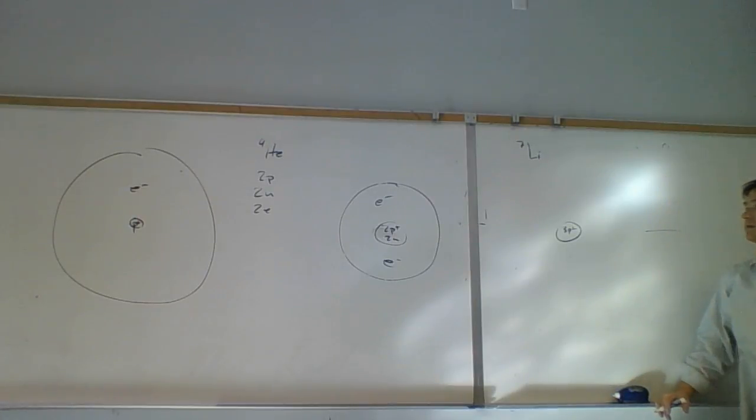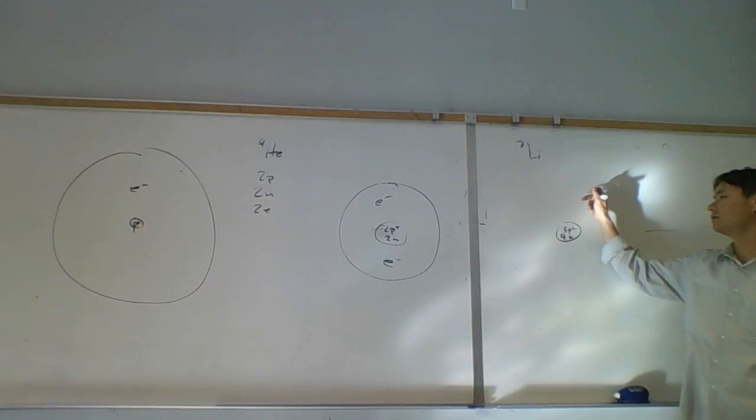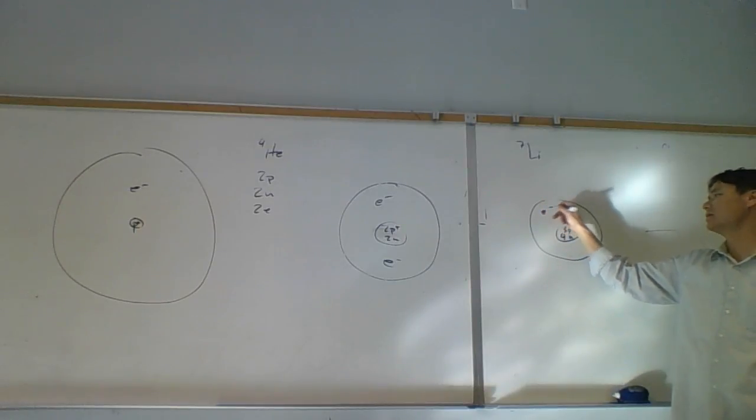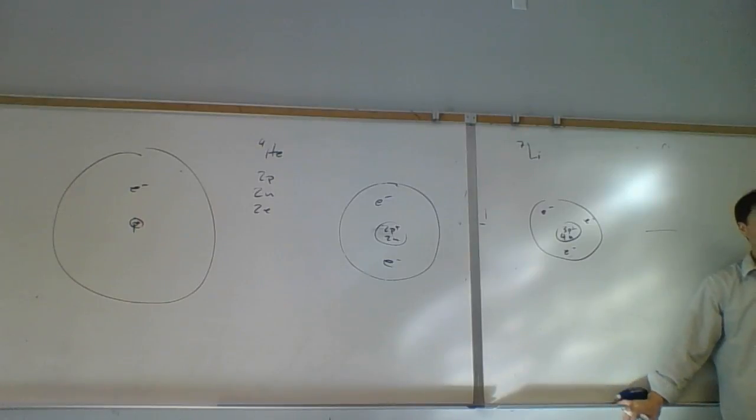If I'm dealing with lithium-7, how many neutrons do I have? 4. I have 4 neutrons. And how many electrons do I have? 3. Now the electrons, they kind of want to stay apart from each other. One here, let's go one here. But they're moving, so they can cross paths, of course.